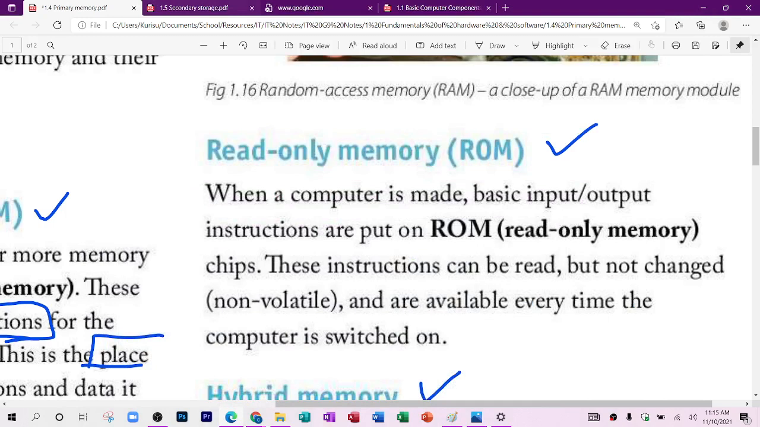Read-only memory, ROM. When a computer is made, basic input or output instructions are put on ROM, read-only memory, chips. These instructions can be read but not changed, non-volatile, and are available every time the computer is switched on. Very good. So you can think of ROM, read-only memory, like the opposite of RAM.